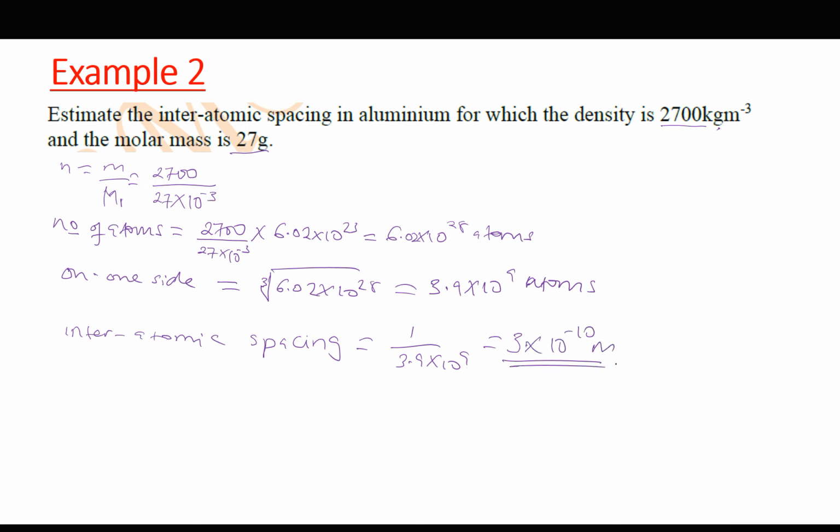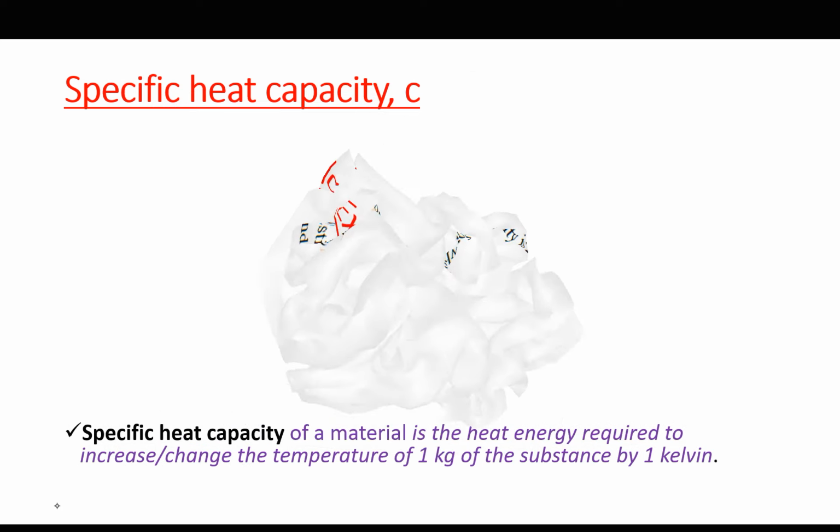So every time a calculation is carried out, the order of 10 power negative 10 meters always will come up as the interatomic spacing of a solid. If it is a liquid, the same order will come up, however it will be slightly different. It will be 10 power negative 9 for a gas, because for a gas, the molecules are relatively farther apart compared to a liquid. Okay, so that is all about interatomic spacing.